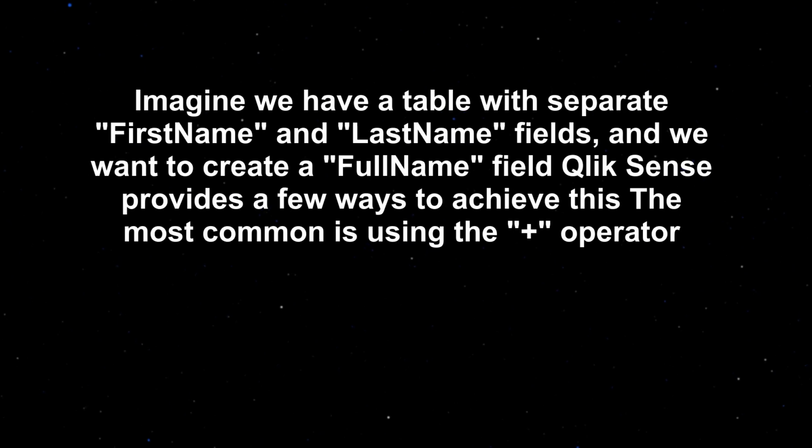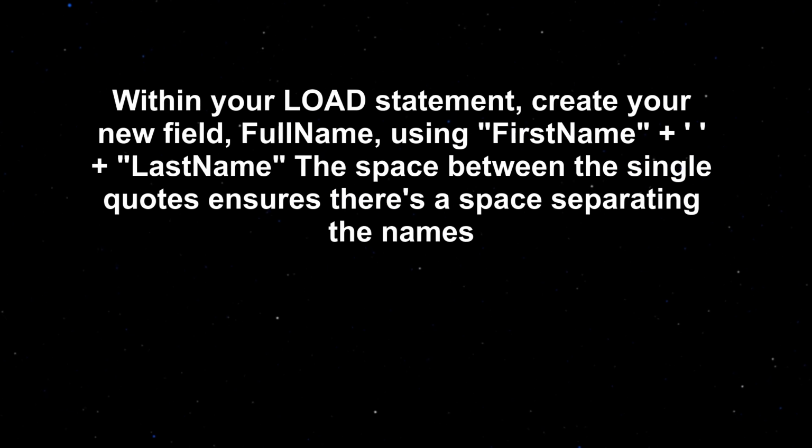Imagine we have a table with separate first name and last name fields, and we want to create a full name field. Qlik Sense provides a few ways to achieve this. The most common is using the plus operator. Within your load statement, create your new field, full name, using first name plus last name. The space between the single quotes ensures there's a space separating the names.